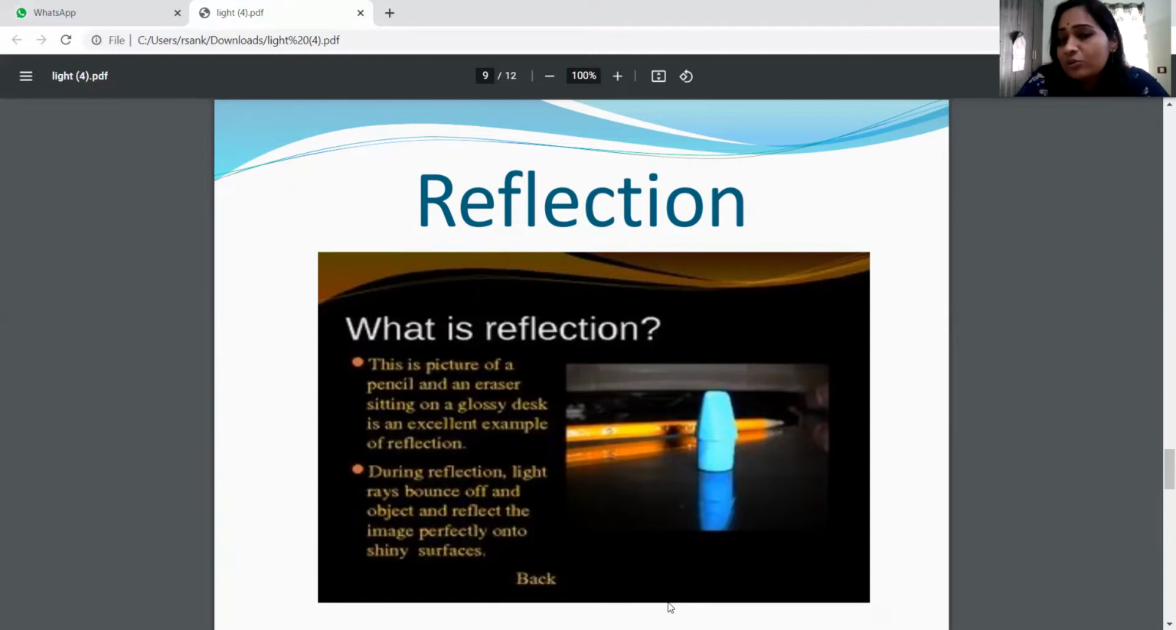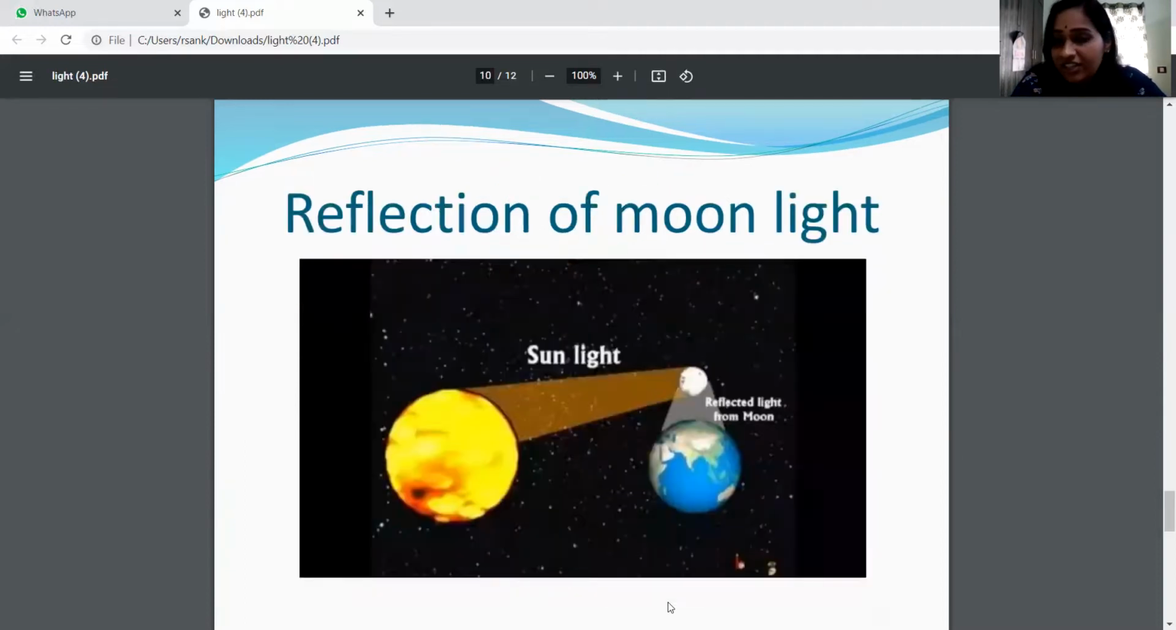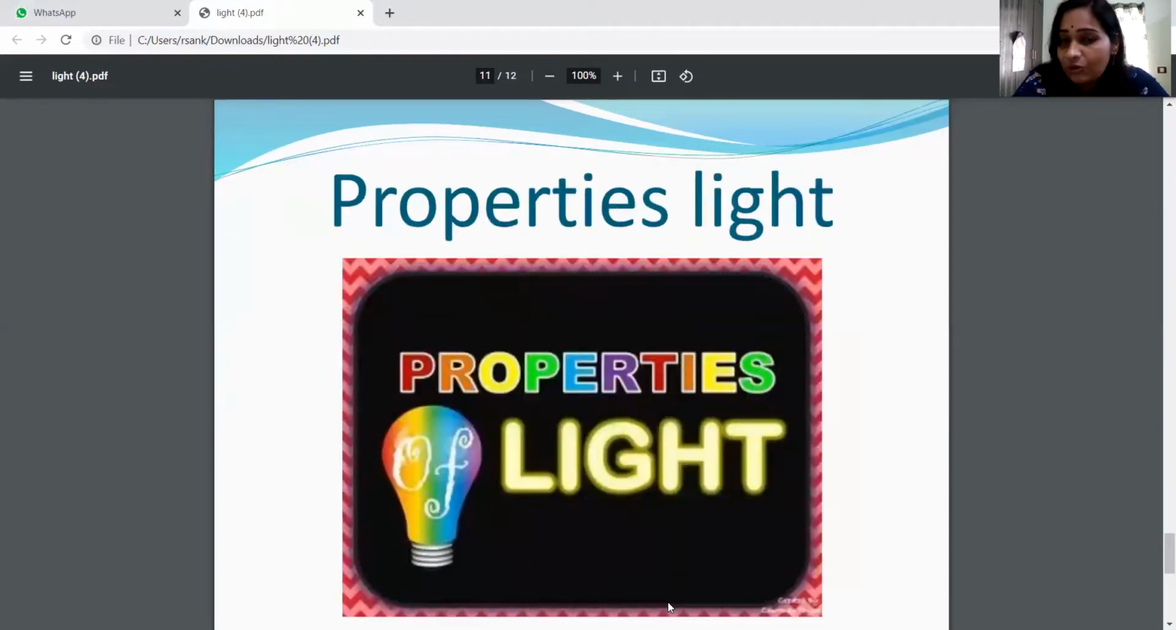How are we able to see these non-luminous objects? We can see these non-luminous objects due to one important phenomenon called reflection. Here, the light source strikes an object and reflects its light back. So this is how we can see any object.